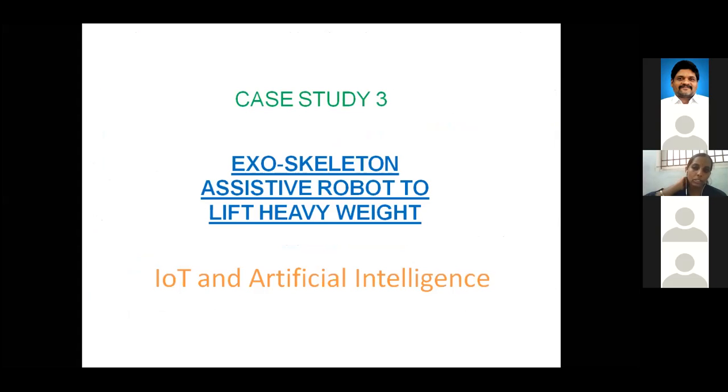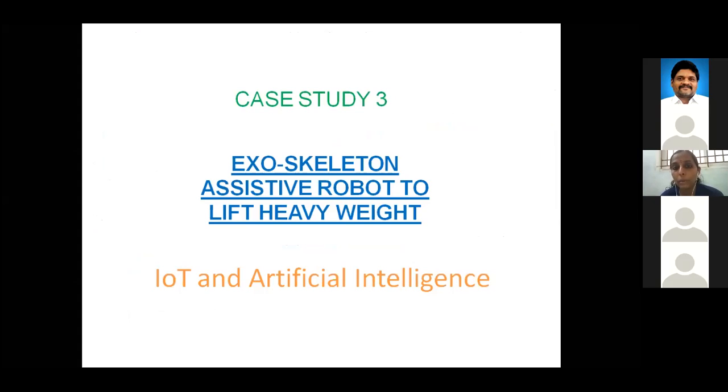And the third one is, a few more slides, now 1241. The third one is in the development stage. This is an exoskeleton assistive robot to lift heavy weights in industry. We are planning to develop an exoskeleton. Since it is mechatronics, we are dealing with robotics as well as automation, two different hubs.